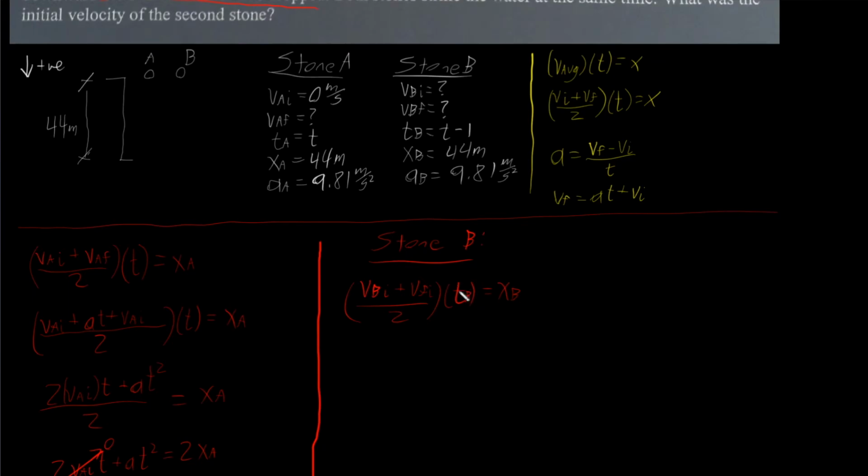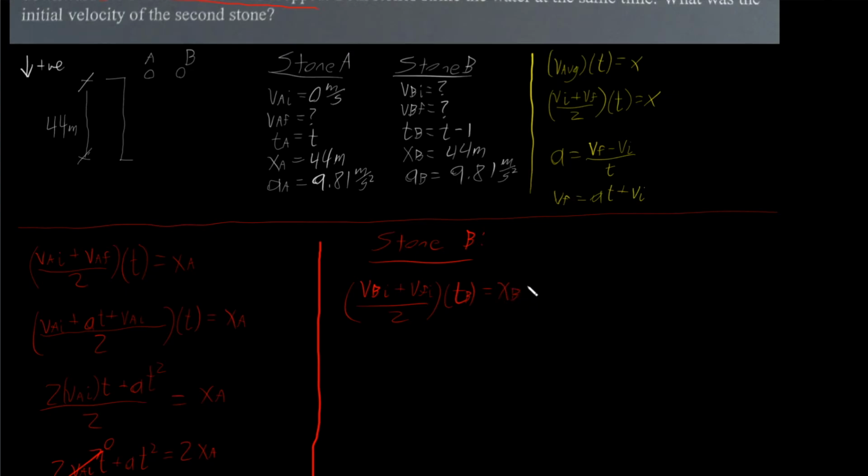So time B is not an unknown anymore. The two unknowns that we have are the initial velocity of stone B and the final velocity of stone B. We could see that we don't know what either of these are. And the distance that stone B travels, that's something that we do know.